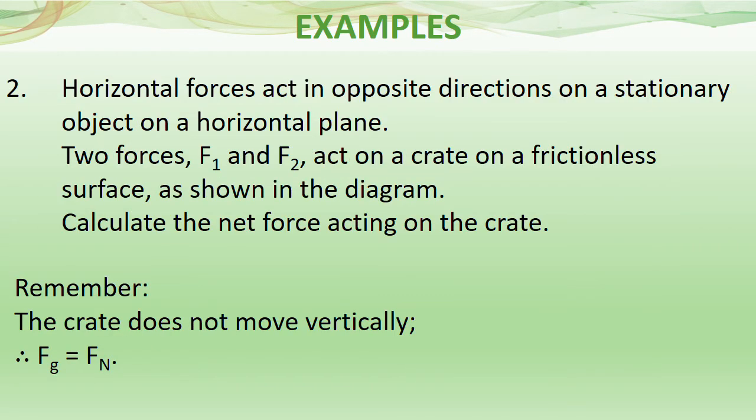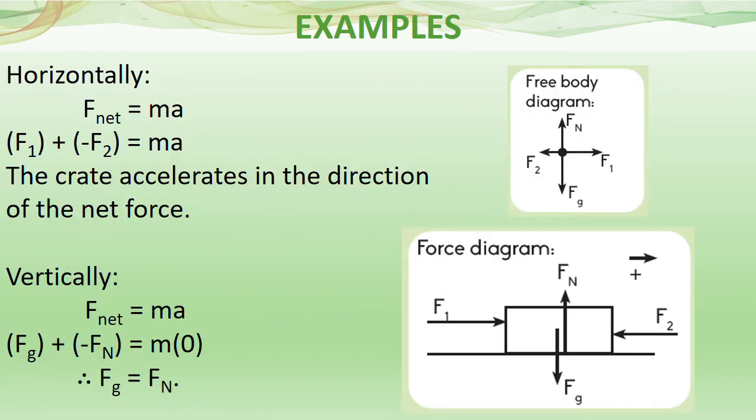Okay. Now we have two horizontal forces acting in the opposite direction on a stationary object. The two forces act on a crate on a frictionless surface as shown in the diagram. Calculate the net force. Okay. Weer eens, kom ons doen sommer hierdie ene eerste. Vertically, nothing is going to happen, né? Niks gaan gebeur met hierdie krag nie.